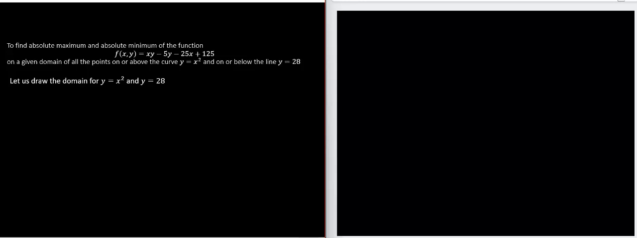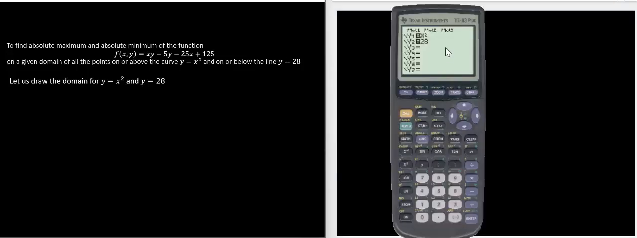So I will take the calculator. In the calculator, we type y equals x squared and y equals 28, and then graph the function with the standard window, and then see how it looks. So the graph is like this. Okay, so we'll plot this one here.